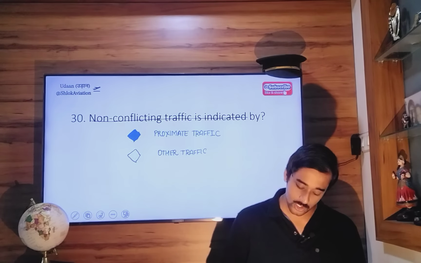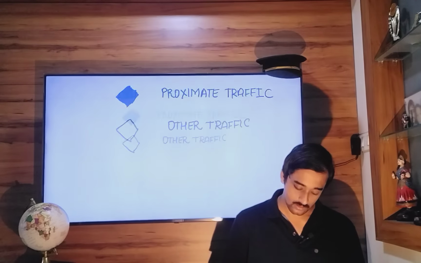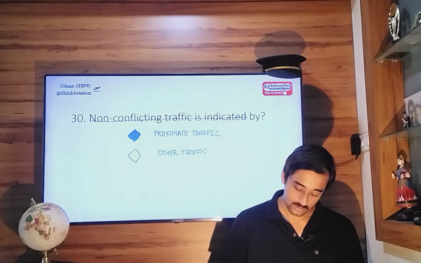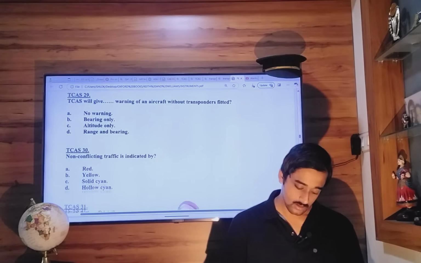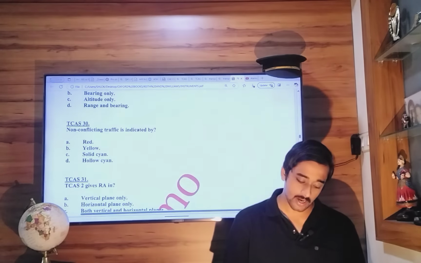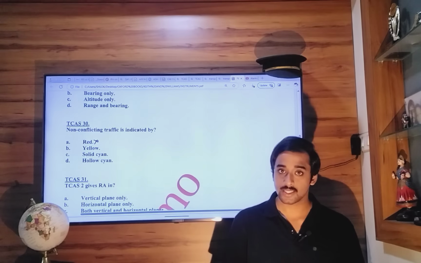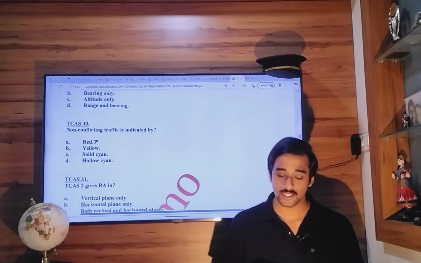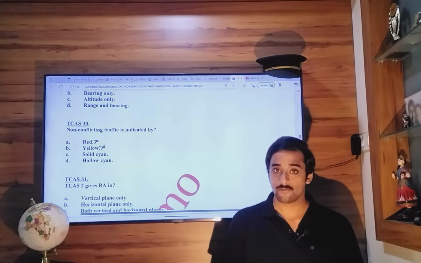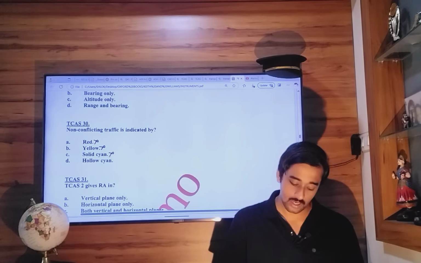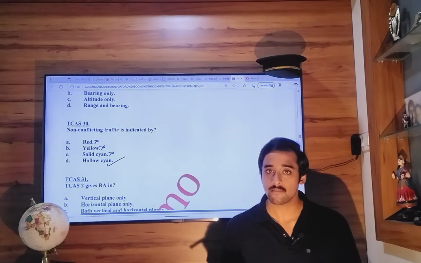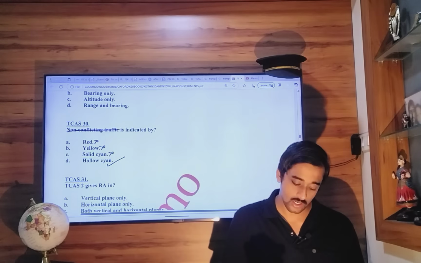So let's look at the options. Non-conflicting traffic is indicated by red, that is wrong. Red is the color for resolution advisory. Yellow is the color of traffic advisory. Solid cyan is for proximate traffic. Hollow cyan, that is the hollow diamond, is for non-conflicting traffic.